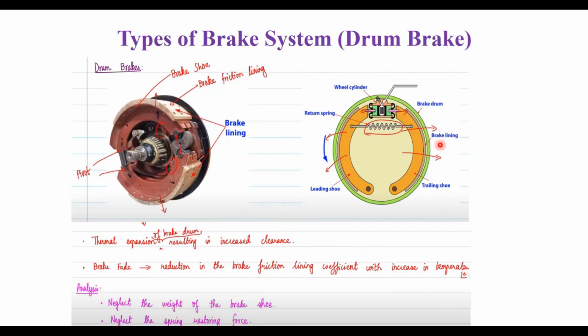You can see this is the brake drum, and you have the friction brake lining in between the drum and the brake shoe. You have the leading brake shoe, and another one is the trailing brake shoe. And you have the wheel cylinder, the return spring, and this is the brake shoe, this is the brake lining, the friction lining, and this is the brake drum.